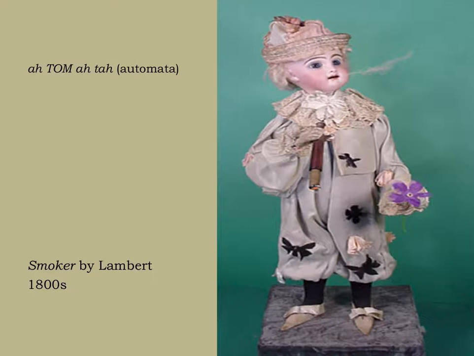According to historian Felicia McCarran, Charles Babbage was enamoured by these little dolls called automata. Automata were mechanised figures possessing complex movement. You can see a little one here called The Smoker by Lambert in the 1800s. It's quite frightening, really, isn't it? It's one of those dolls that you don't want in your bedroom or even in your cupboard at night.